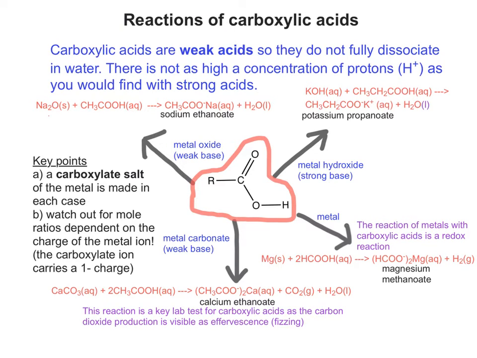Before we go on to do that, I just forgot to mention that the reaction of metals with carboxylic acids is a redox reaction, as opposed to the other ones, which are not. So the other ones are acid-base reactions, and the one with magnesium reacting with methanoic acid is a redox reaction. So metals reacting with carboxylic acids are redox reactions.